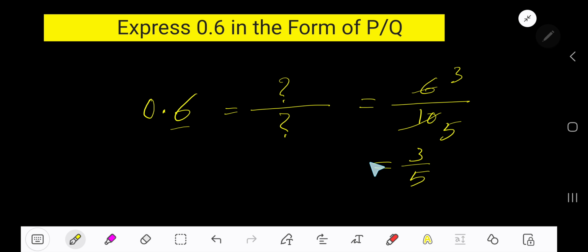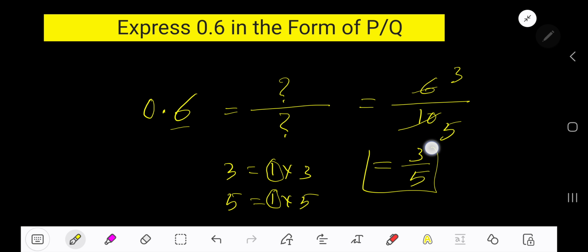Look, 3 and 5 are prime numbers. 1 times 3 means 3 and 1 times 5 means 5. The only common factor between these two numbers is 1. If you divide these two numbers by the common factor, this thing will not change. So this is the result.